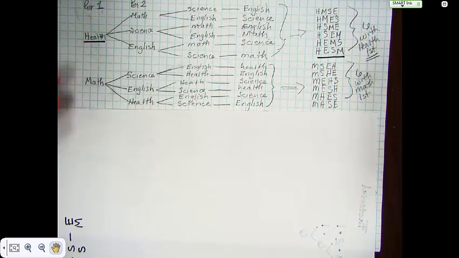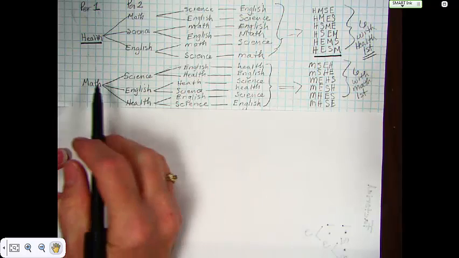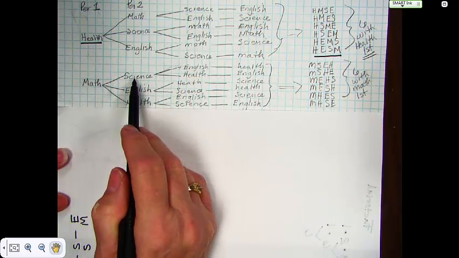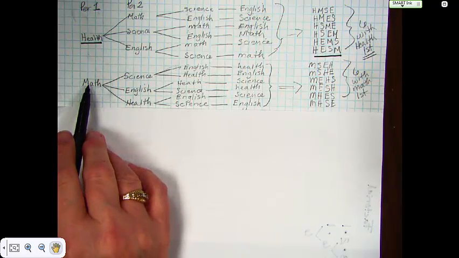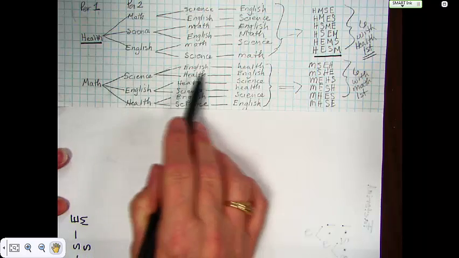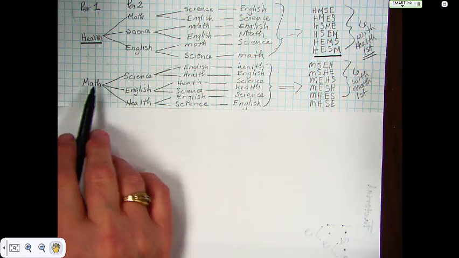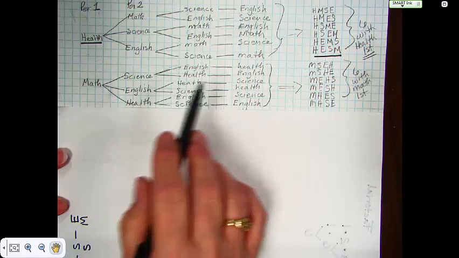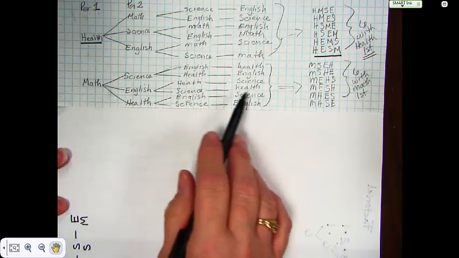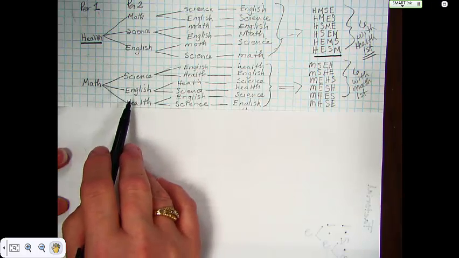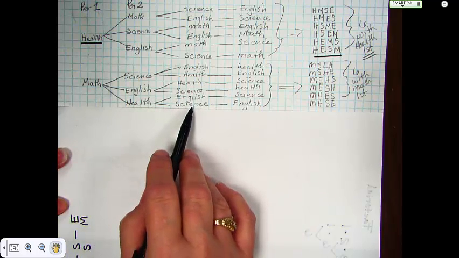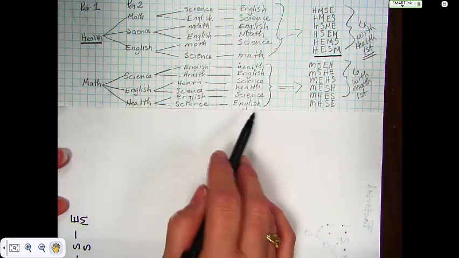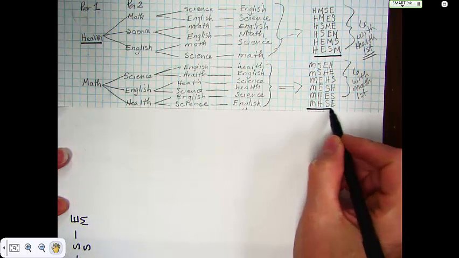Now what happens if we put math first? Well, same sort of scenario. You have math, then you could have science, English and health, or science, health and English, or English, health, science, and so on through all the orderings. Another 6 combinations. That makes 12.